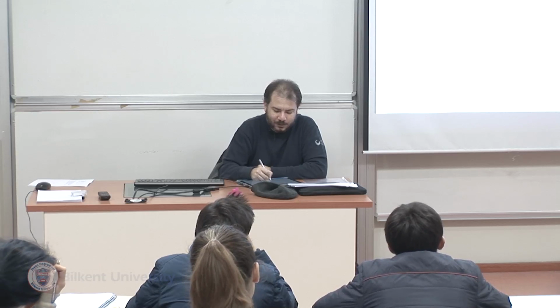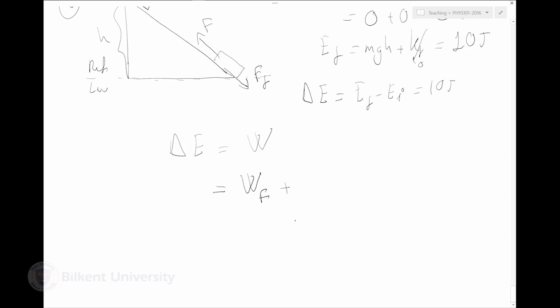So it's 10 joules. But now, when I write delta E is equal to work, that work has two components. There is work done on the object by force F, plus there is work done on the object by friction. So let me denote it by W mu. Okay, work done by friction.